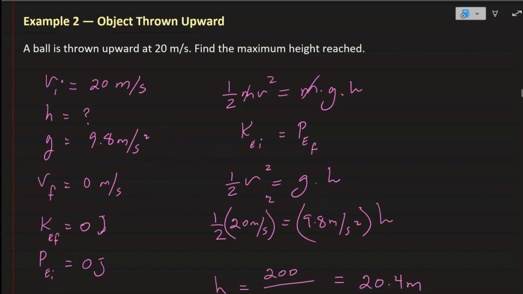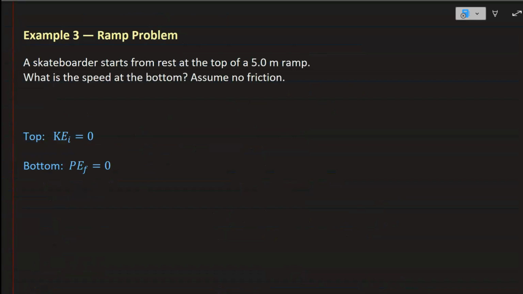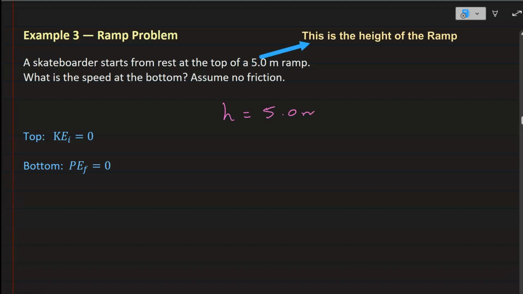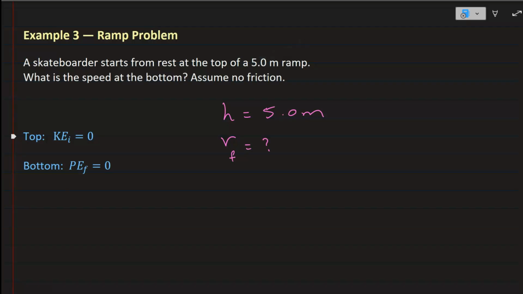Let's look at example 3. Here's example 3. A skateboarder starts from rest at the top of a 5-meter ramp. This is the height equal to 5.0 meters. What is the speed at the bottom? Again, we want to know what the v final is.